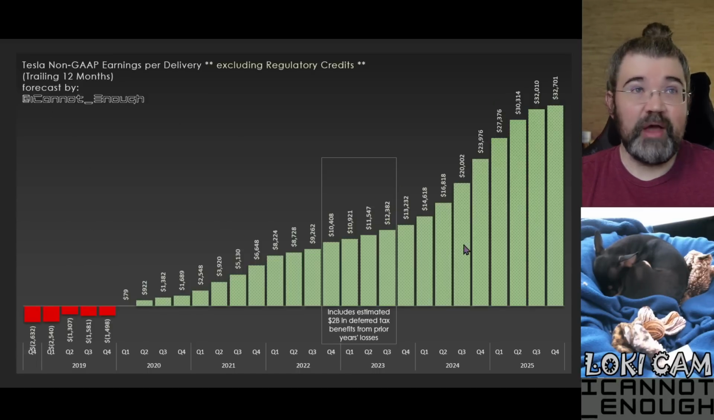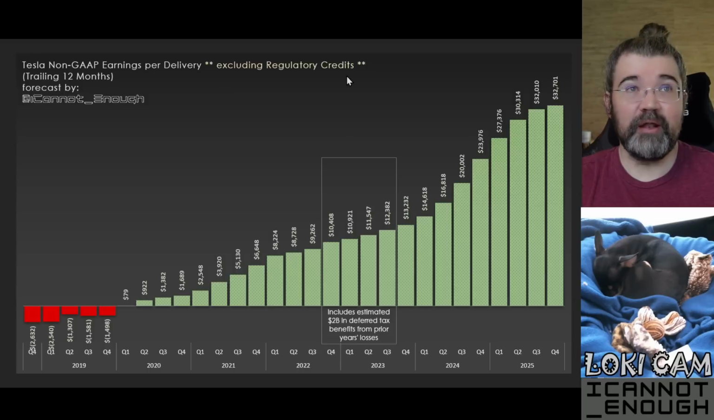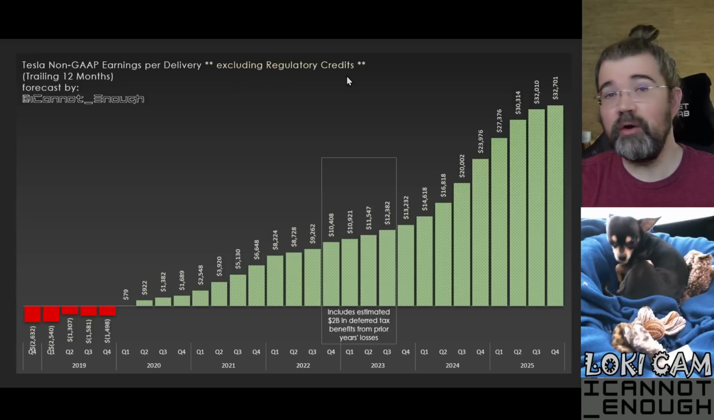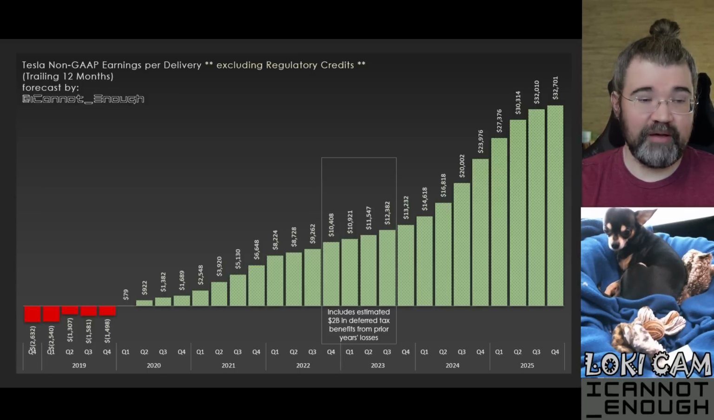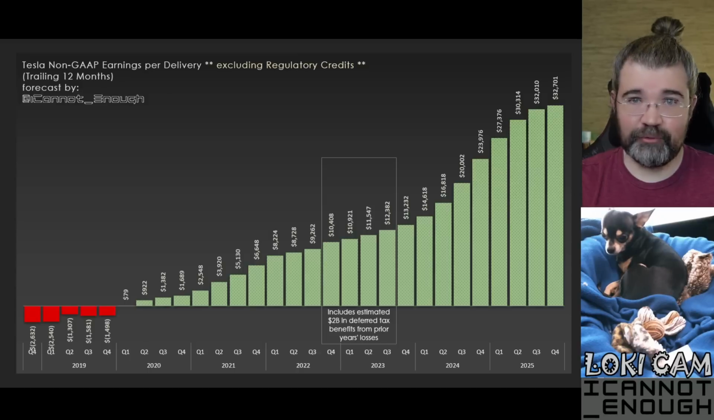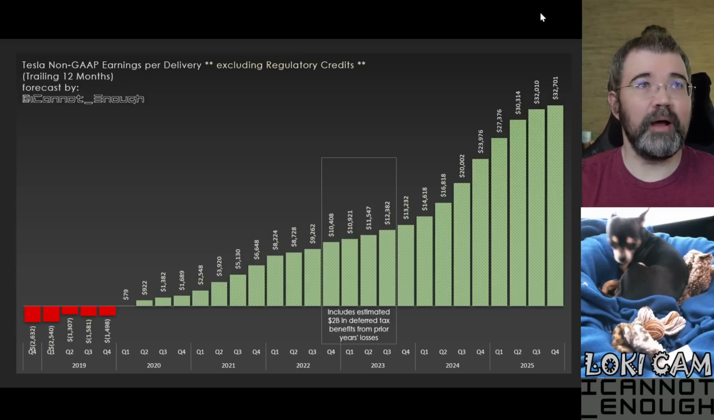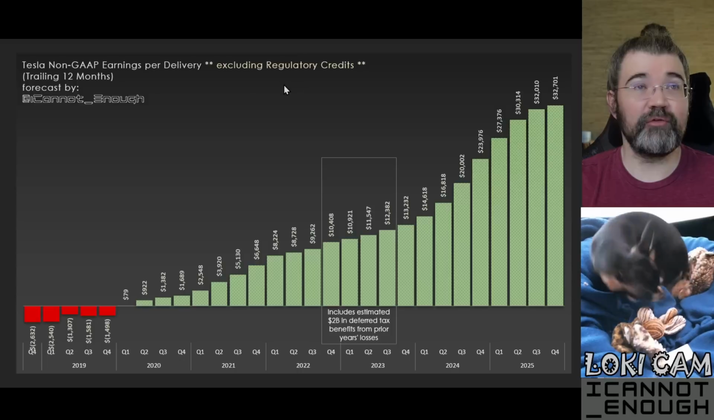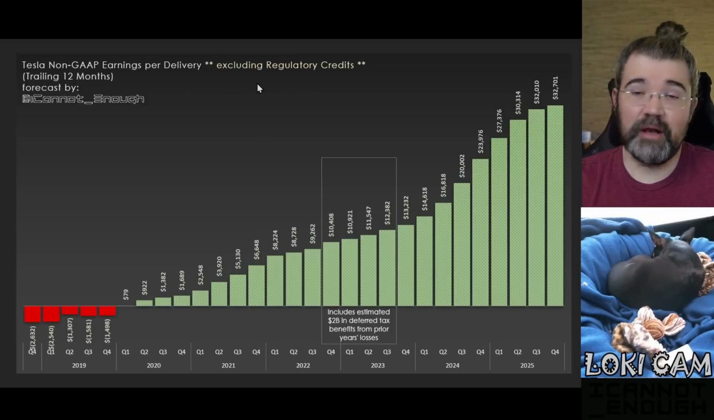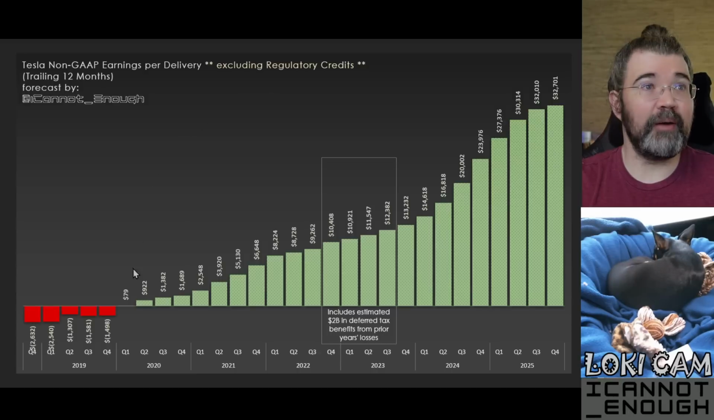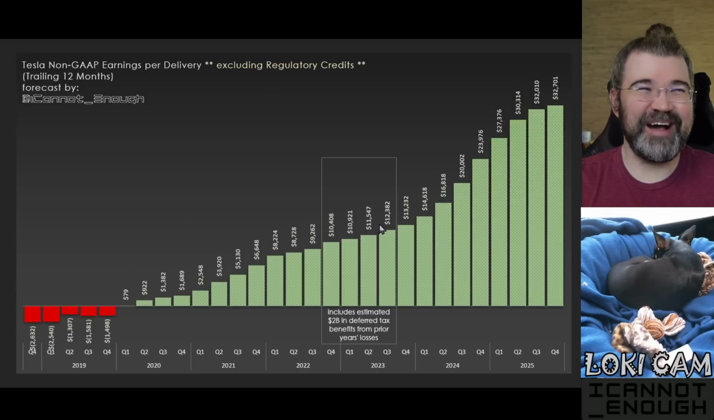It's exactly the same except excluding regulatory credits. Okay, let's just throw the regulatory credits out as though that's a valid thing to do in accounting. It's not. But the Tesla haters, the short sellers, were already doing it. So, okay, fine, let's do that and take a look at how it looks. Oh, well, it's still a positive number.